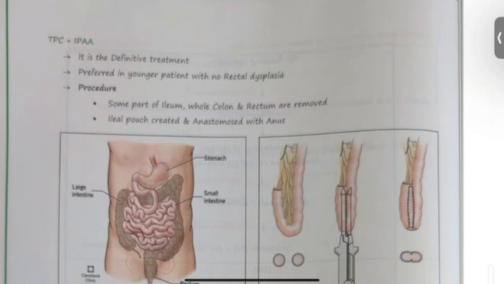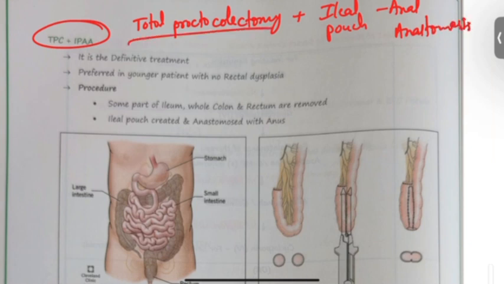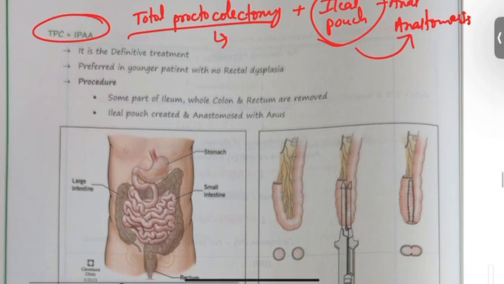Okay, next, coming to the proper surgery, that is total proctocolectomy plus ileal pouch anal anastomosis. So just like the name suggests, in total proctocolectomy the entire colon is removed and the rectum is removed. After that, the ileum remaining in the small intestine is connected directly to the anal canal. So this is the definitive treatment in case of ulcerative colitis.